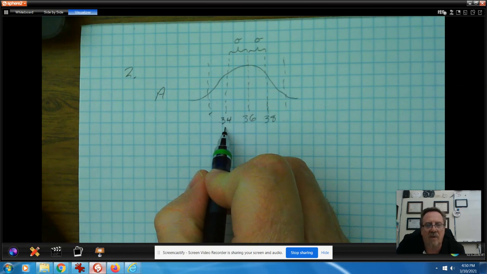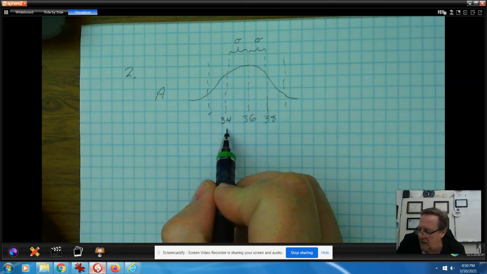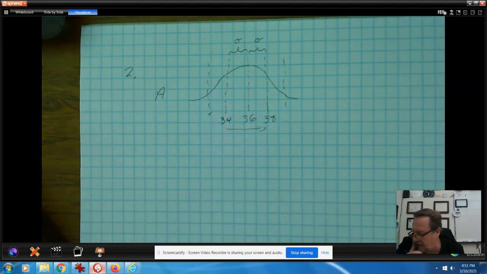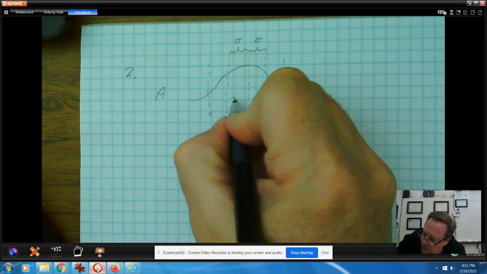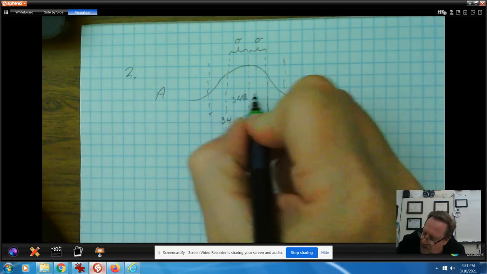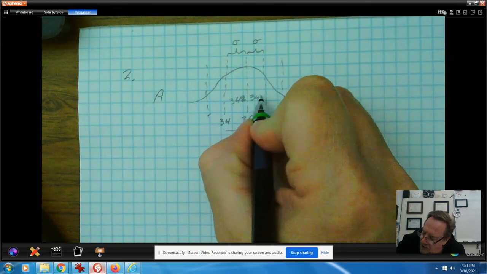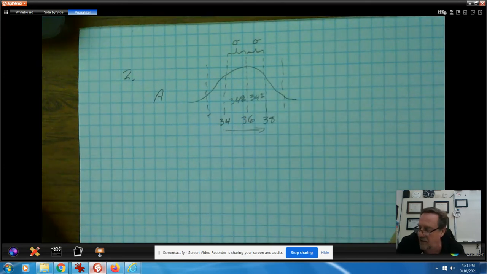34 is what we're interested in. So the question on this one would be, what percentage of the cars get at least 34 miles per gallon? And that would be anything from here up, right? And remember, 34% of my population is in here. 34% of my population is in here.